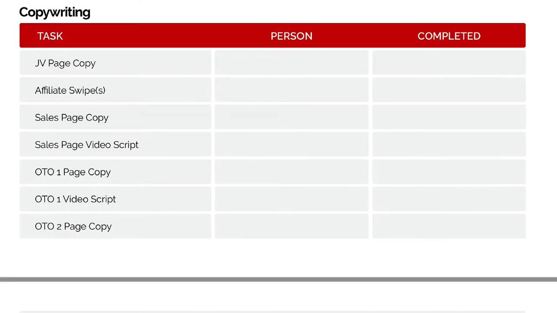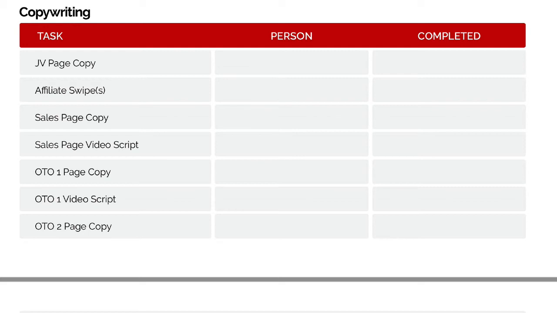Then the next part is copywriting. So who's going to be doing all the copy for the JV page, the affiliate swipes, the sales copy. If you're going to have a sales video, the script there, your one-time offer, your second one-time offer, your third one-time offer, right? Depending on how big your funnel is. The copy for your banners, your back-end webinar, who's going to put in the registration copy, who's going to be doing the registration swipe emails, right? Who's going to be creating the webinar replay swipe.